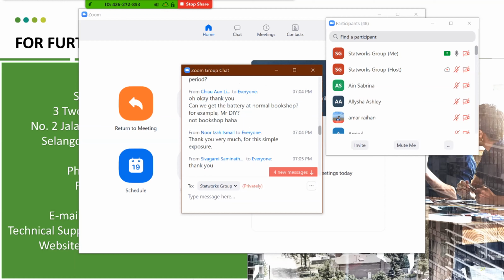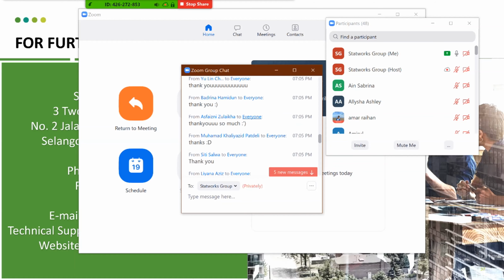Okay, one more thing. One of you asked, can we get the battery at a normal bookshop? Yes, you can get it from Mr. DIY also, but make sure the type of battery is the same as the one in the financial calculator. Okay, I think that's all for today.